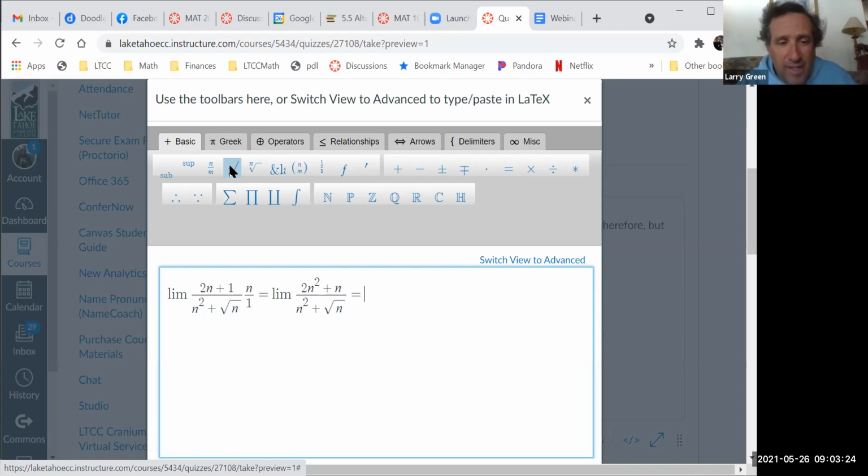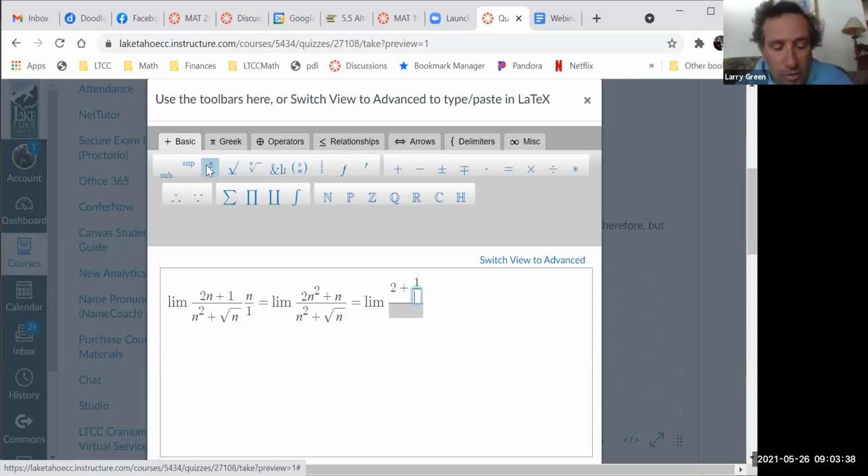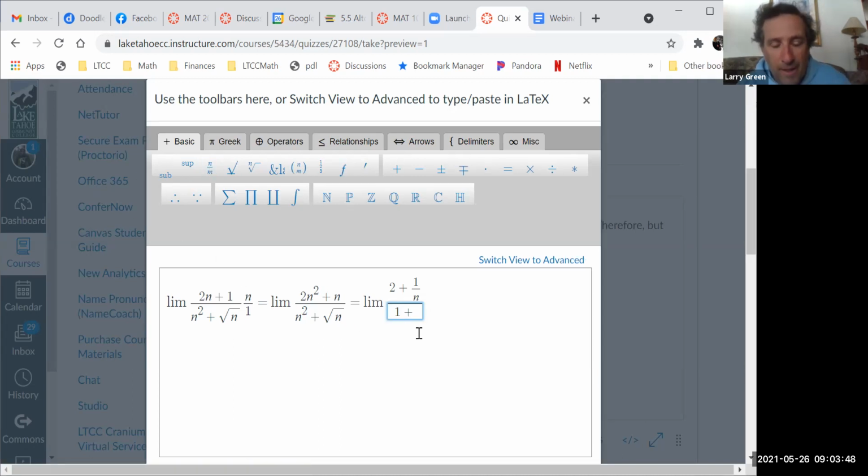And then we're going to use a trick that I showed you last time, and that is multiply top and bottom by 1 over n squared. Okay, or divide top and bottom by n squared. And when you do that, we get 2 plus 1 over n over 1 plus, and if we take root n divided by n squared, you get n to the negative. And again, we have a half minus 2 is negative 3/2.